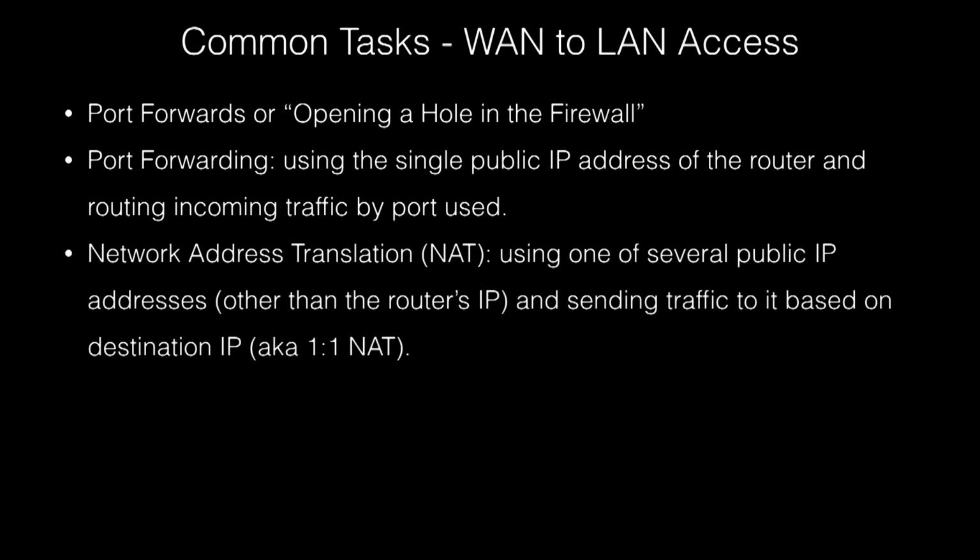NAT is network address translation, which is using one of several public IP addresses you have available to you other than the router's IP. With the router's IP, we generally are using port forwards, but NAT is tying one public IP address to one server. This is a one-to-one NAT, so one public IP to one server. So that's why we call it one-to-one NAT. You can limit the ports on this. So you can also set the ports, and that's more of an access rule than anything.